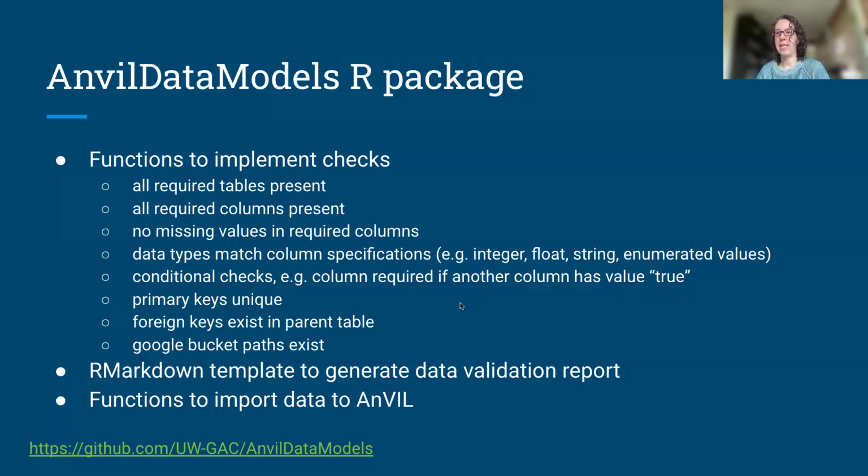So you can have a column that's only required when another column has a specific value. It checks that all of the primary keys are unique. This is a requirement of AnVIL data tables: each table has a column that is the primary key, a unique value for that table. It checks that foreign keys exist in the parent table. So say the phenotype table refers to the participant ID. It'll check that all of the values for participant ID in the phenotype table are also present in the participant table. And then it checks that all of the Google bucket paths exist, so that you're not pointing at a file that is not actually there.